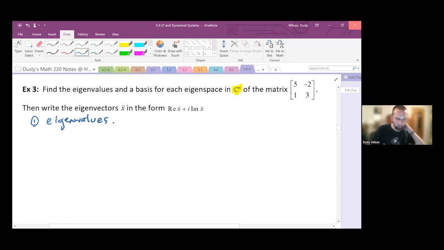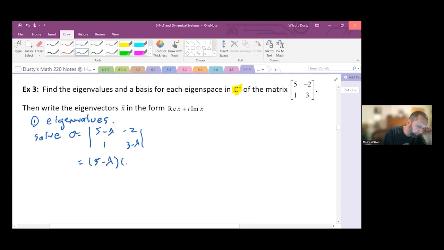To do this, we need to solve for where 0 is the determinant of A minus lambda I. So we have 5 minus lambda, minus 2, 1, 3 minus lambda. This is equal to 5 minus lambda times 3 minus lambda plus 2, which multiplies out to lambda squared minus 8 lambda plus 17.